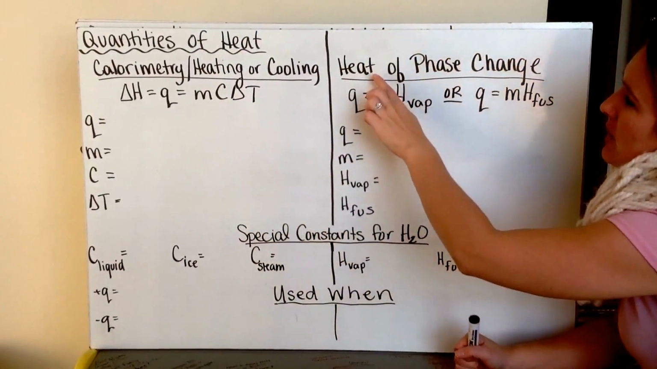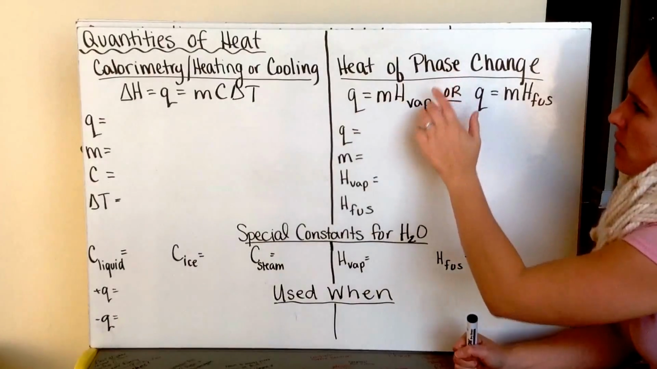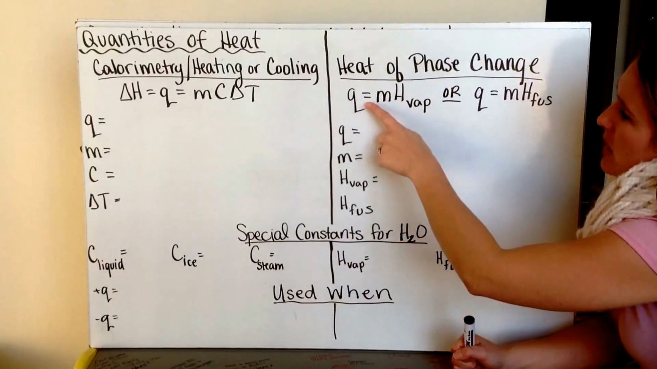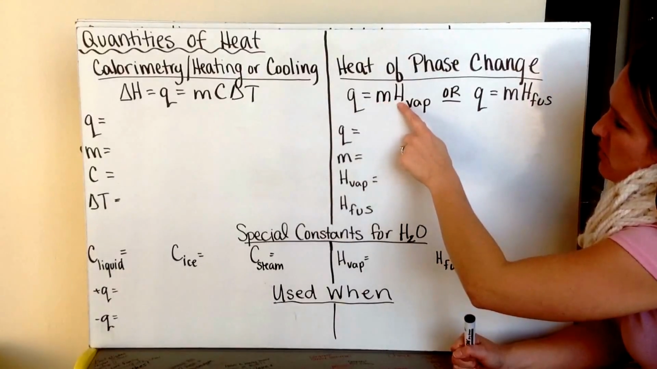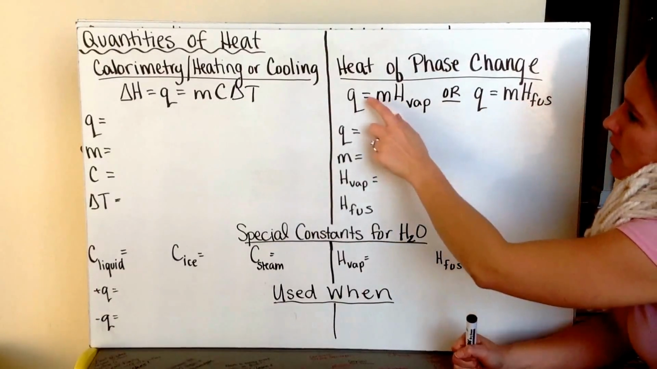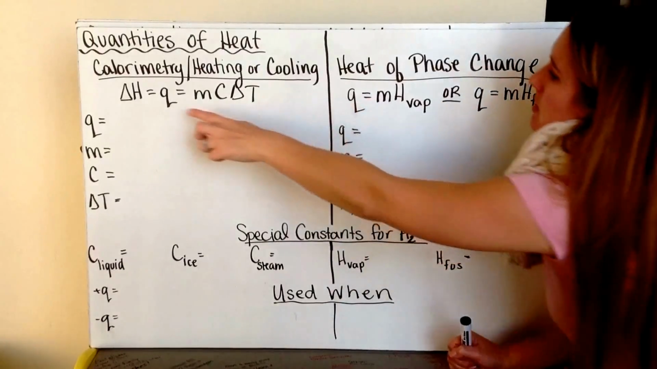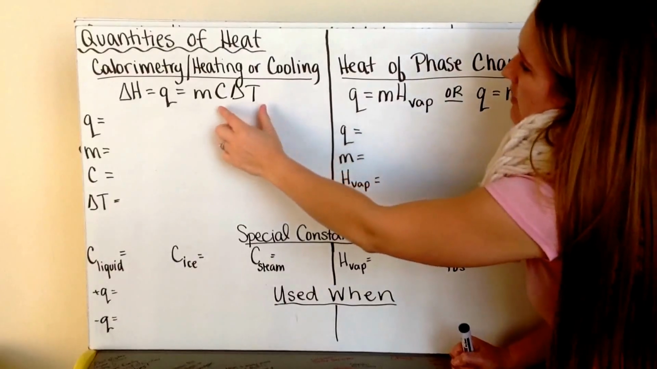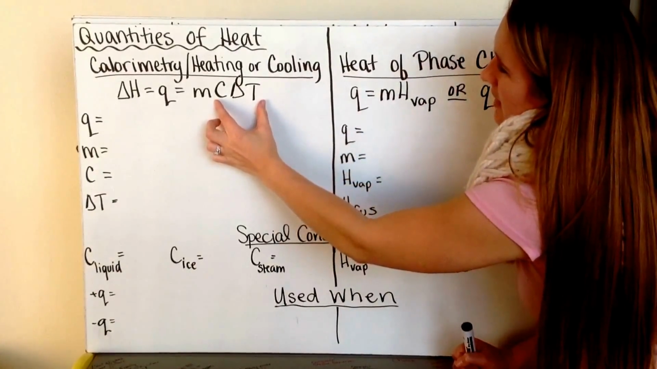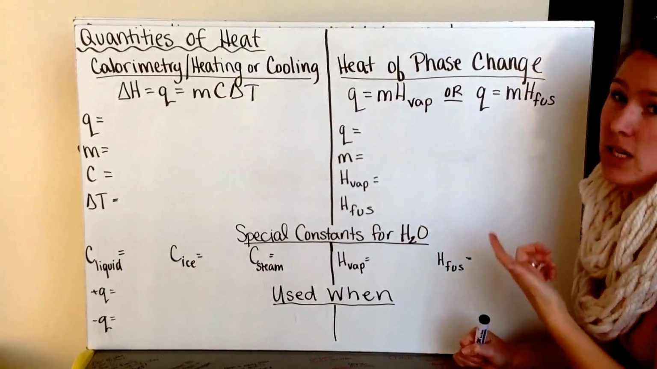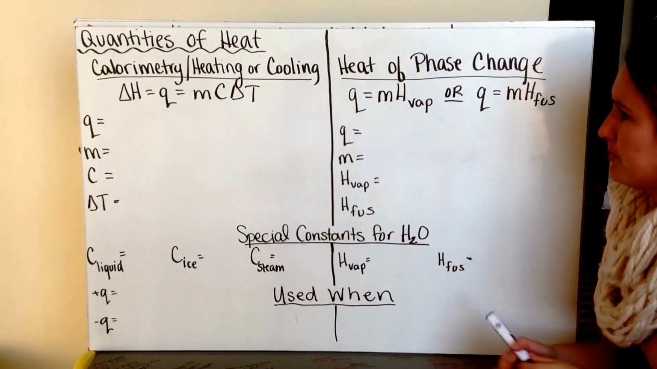Or we can look at the heat of a phase change, where our item is actually changing phases, and that has the equation of Q equals mH vap, or Q equals mH fusion. And here we have Q's the same, mass for each one, but then we have differences in specific heat times change of temperature, and here H vap and H fusion are heats of those phase changes.